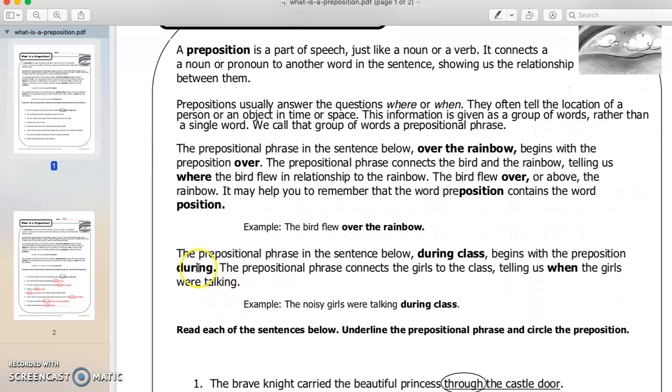Here's another one. The prepositional phrase in the sentence below, during class, begins with the preposition during. The prepositional phrase connects the girls to the class, telling us when the girls were talking. The noisy girls were talking during class. During is our preposition. Class is our object.